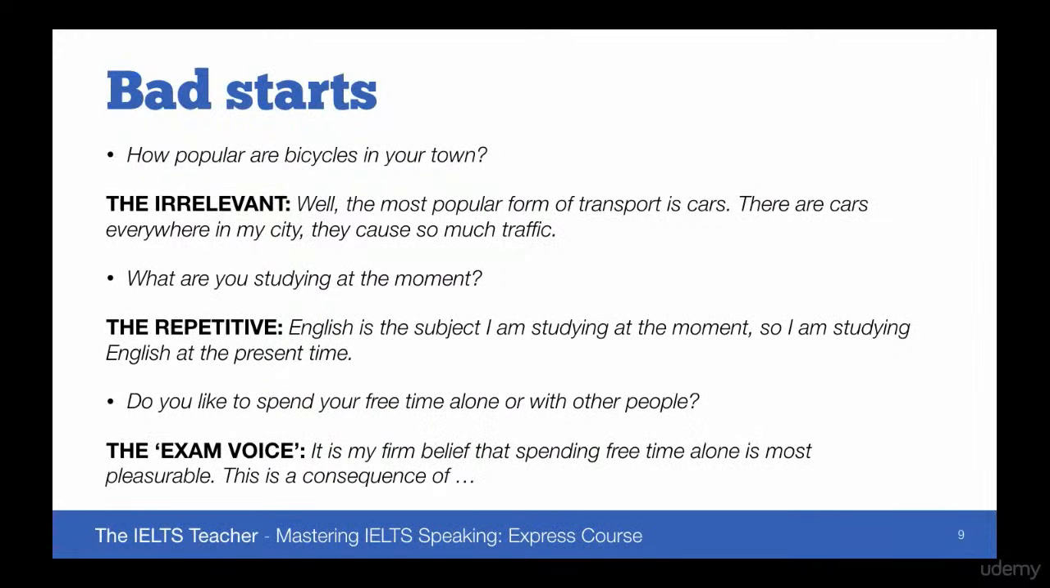Question 4. How popular are bicycles in your town? Now, the irrelevant answer. Well, the most popular form of transport is cars. There are cars everywhere in my city. They cause so much traffic. It's fine with the vocabulary, with the grammar, with the pronunciation, but it's very much not answering the question, and that could have an impact on your score.